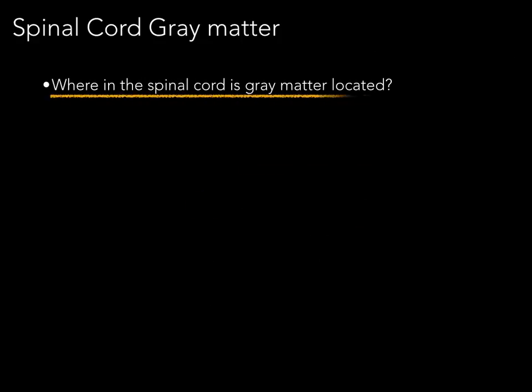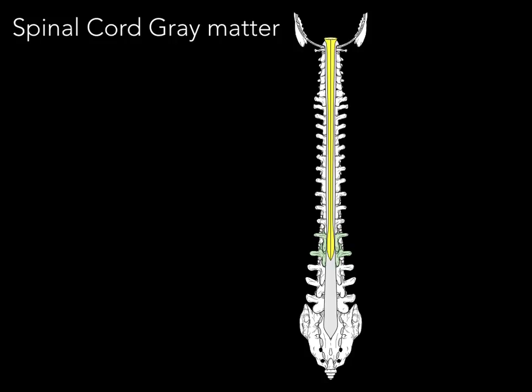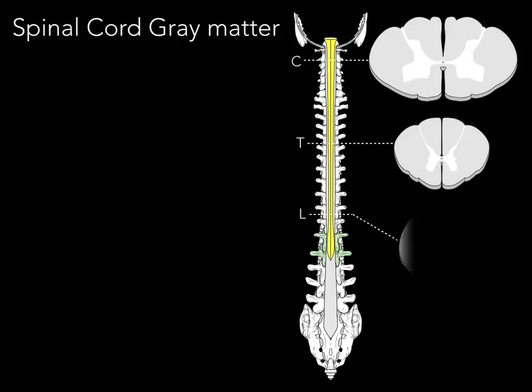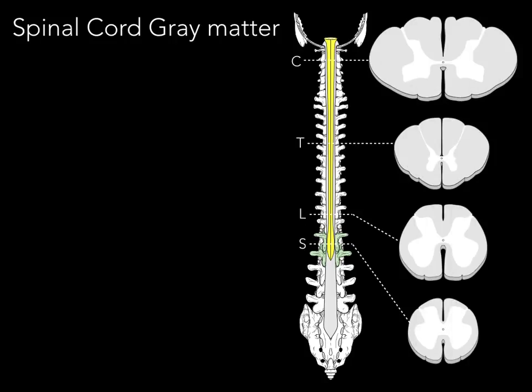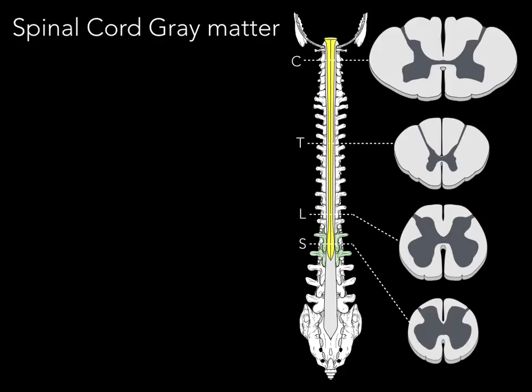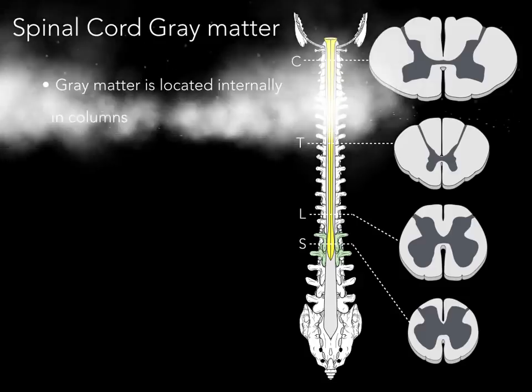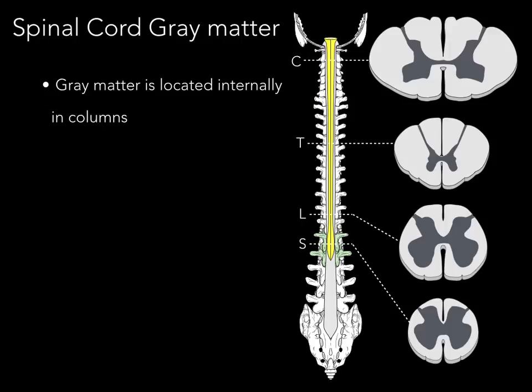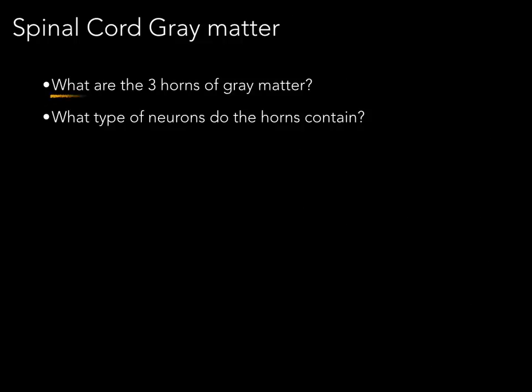Where in the spinal cord is gray matter located? Well, we take a look again at a cross-section of the cervical, thoracic, lumbar, and sacral regions. And the gray matter is internally located. It looks like a butterfly shape that's inside, and then it's surrounded externally and peripherally by white matter. Gray matter is located internally in columns. All right, so what are the three horns of gray matter, and what type of neurons do the horns contain?